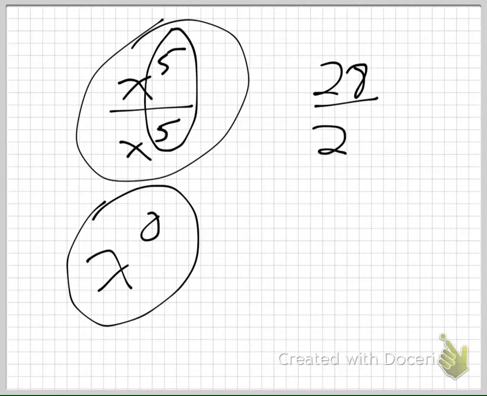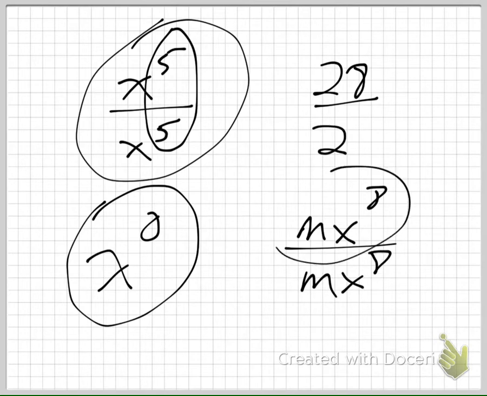Because if I have mx to the 8th over mx to the 8th, anything over itself is 1. But if I was to actually do this, it would be m to the 0, x to the 0. Right? Which, anything to the 0 power is 1. So just remember that. Anytime you see something to the 0 power, it's 1.